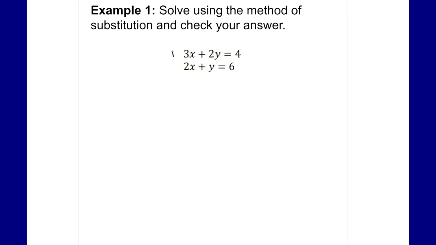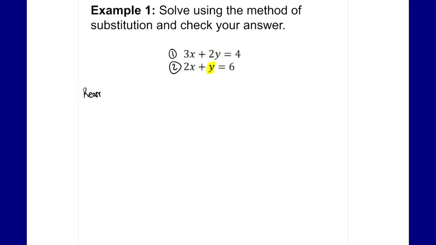So I'm going to label equation 1, equation 2. Looking at these two equations, which one do you think we would want to rearrange? Remember, we don't want fractions, so we want to look for a variable that's on its own with no value in front of it. In this case, it would be the y in the second equation.